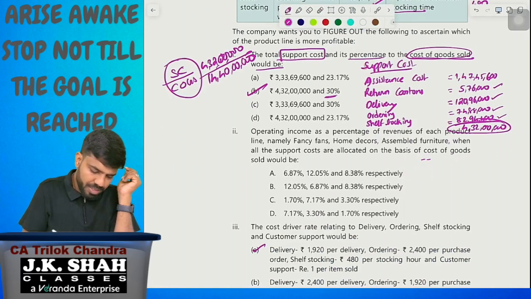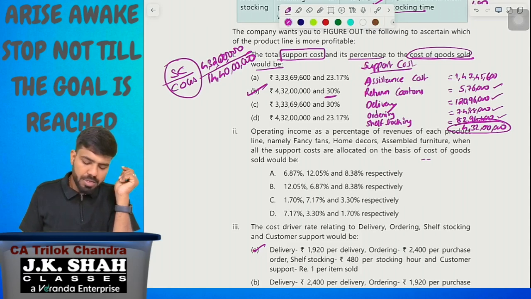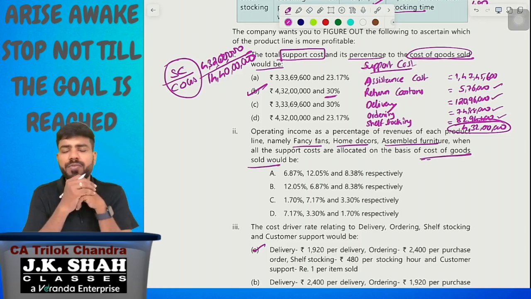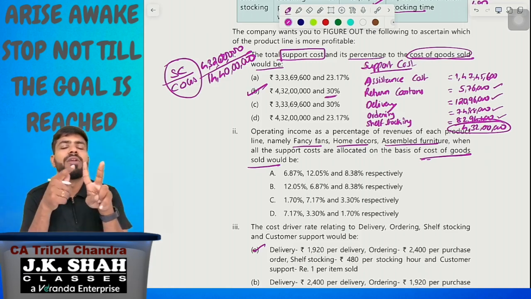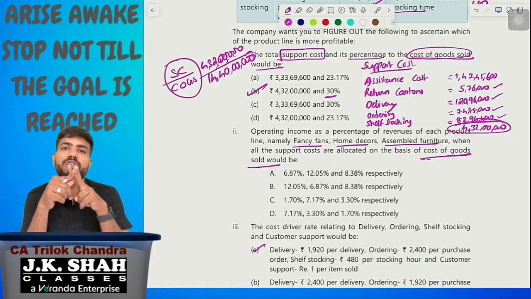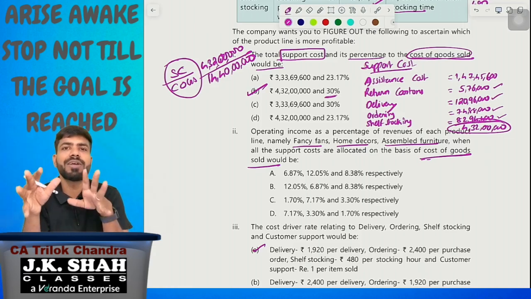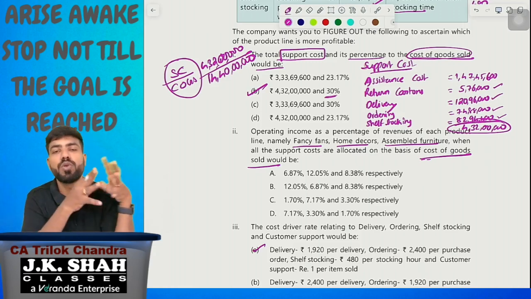Look at this requirement. What they're asking: operating income as a percentage of revenues of each product line, namely fancy fans, home decors, assembled furniture, when all the support costs are allocated on the basis of cost of goods sold. See, in case of activity based costing, only 2 types of questions possible. Number 1, calculating the operating income on the basis of traditional approach. Number 2, on the basis of the activity based costing. Here it is traditional approach because they are asking to take the base of cost of goods sold.